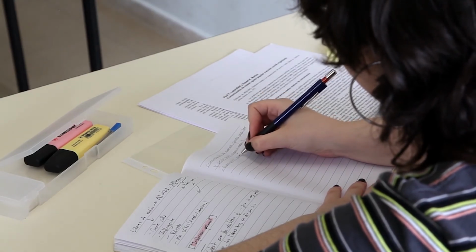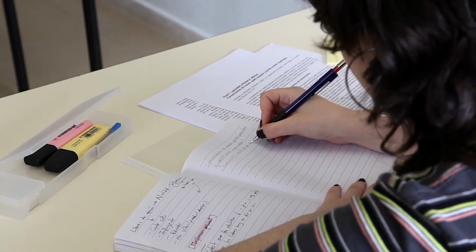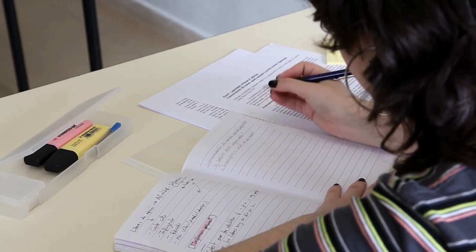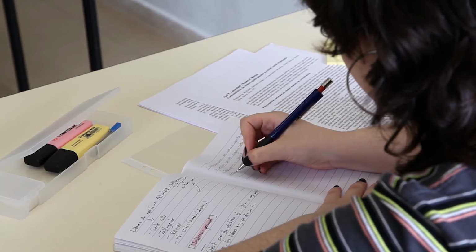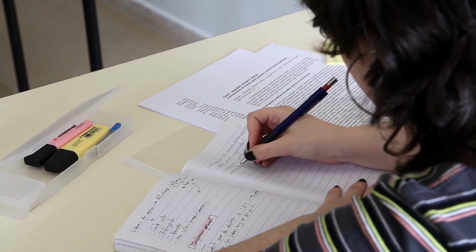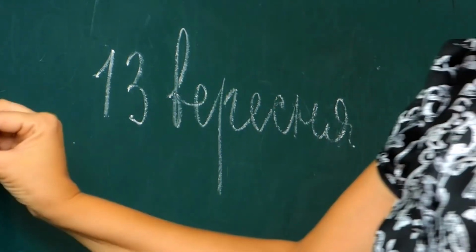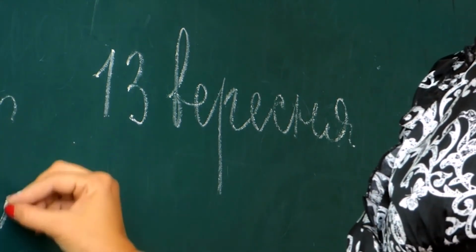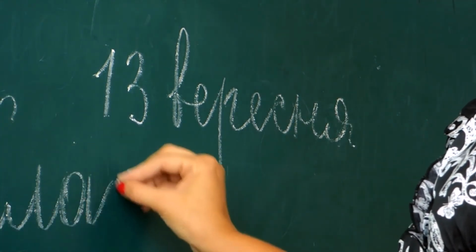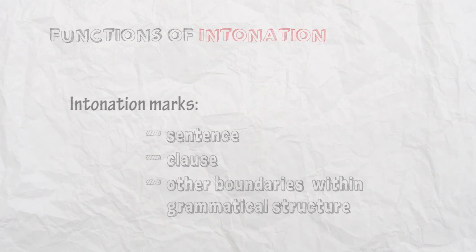Obviously, considering that spoken language was there first before written language, and writing was later developed to reflect speaking, punctuation marks were actually an attempt to reflect certain features of spoken language in writing, probably most importantly, intonation. Again, in spoken language, intonation marks sentence, it can mark clause, it can mark other boundaries within grammatical structure.